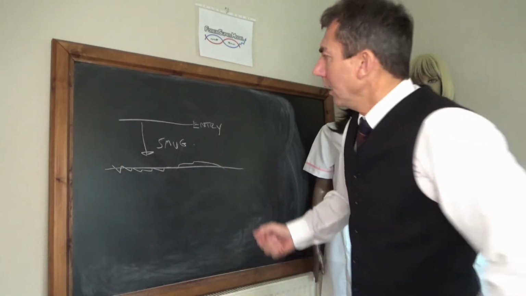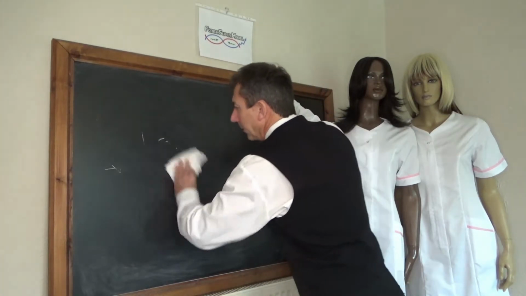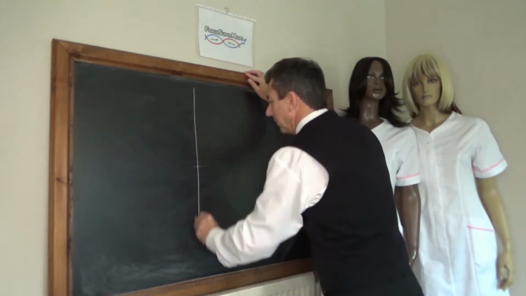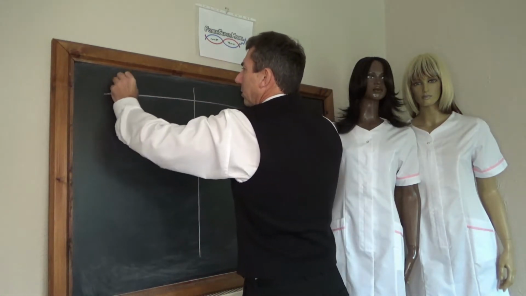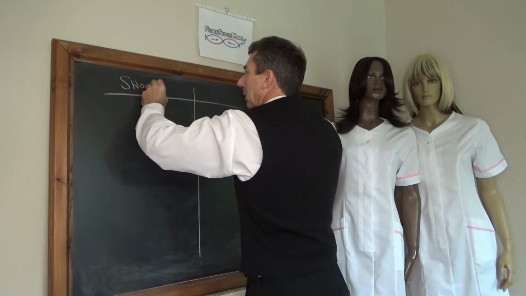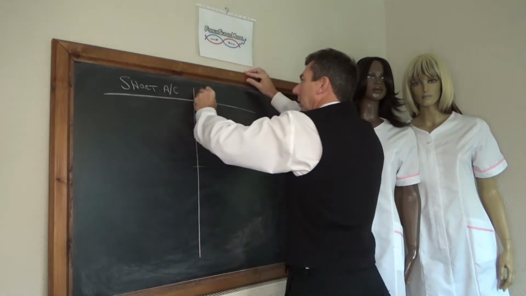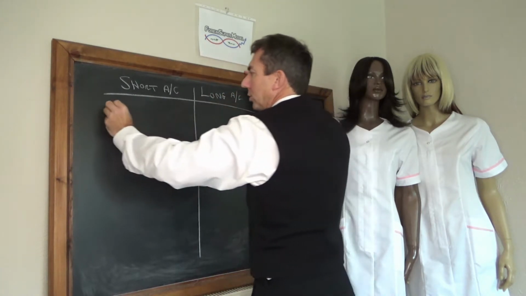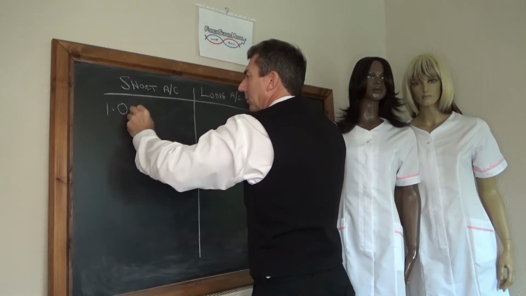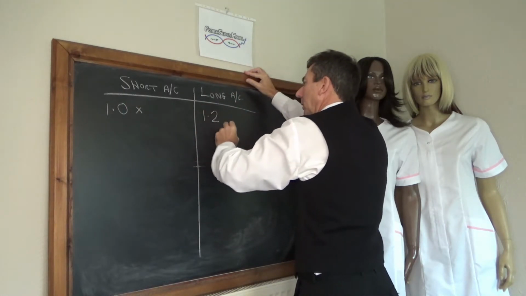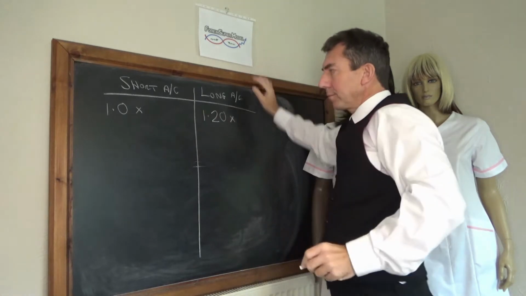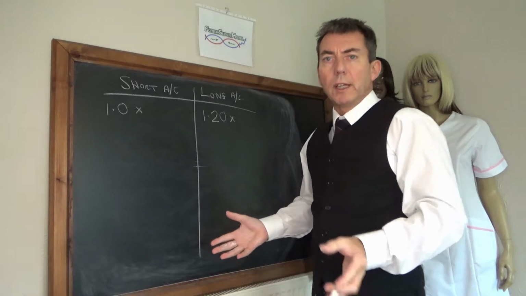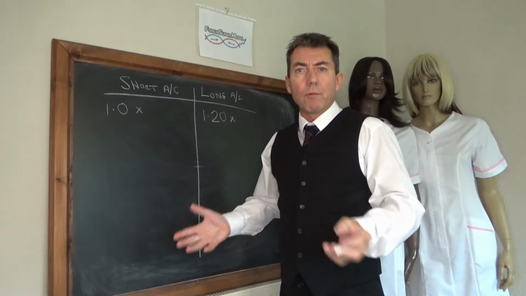Now let's look at what can happen then. So let's just get the two accounts going. So this is our short account, this is our long account. So we're short 1.0 times and we're long 1.20 times. Right, now obviously we've got a 20% long bias, so we're at risk in the market.